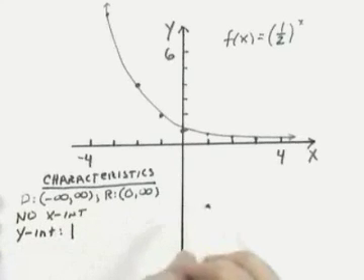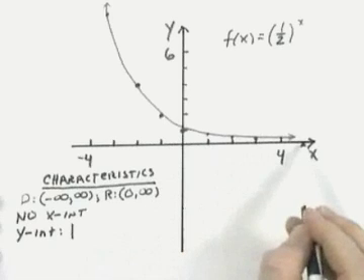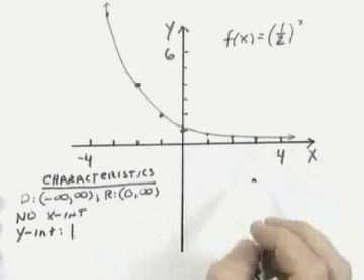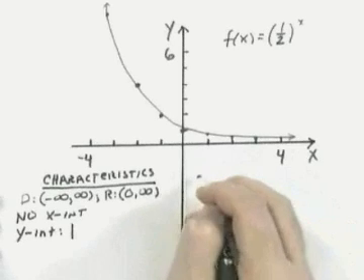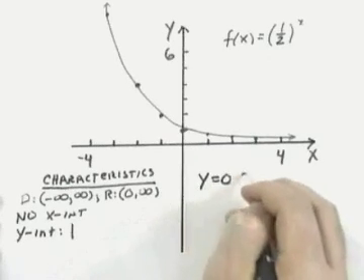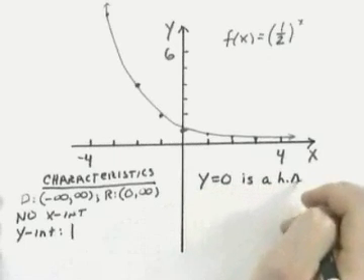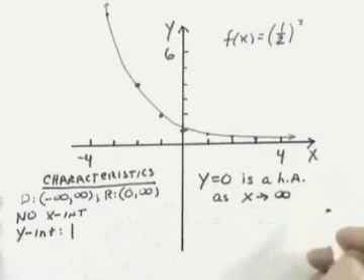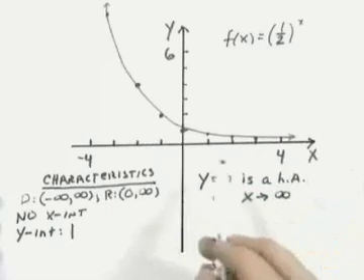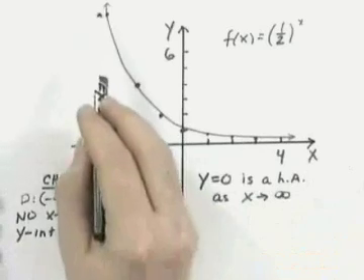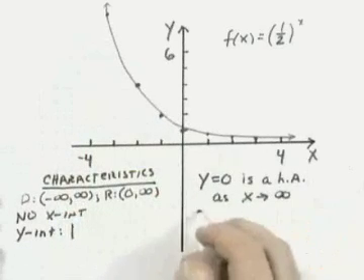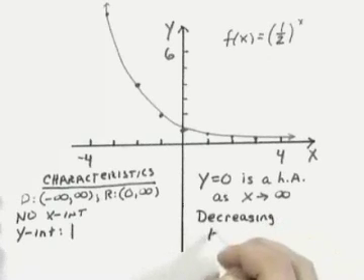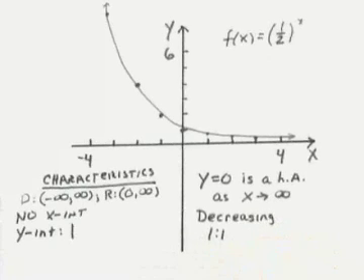What else do we know? Well, look at what happens as x goes to positive infinity. As x goes to positive infinity, the graph gets closer and closer to the x-axis. That is, y equals 0 is a horizontal asymptote as x approaches positive infinity. Now what else do we notice? Well, we should notice that the function is a decreasing function. And because it's a decreasing function, the function is 1-to-1, which means it's going to have an inverse function.